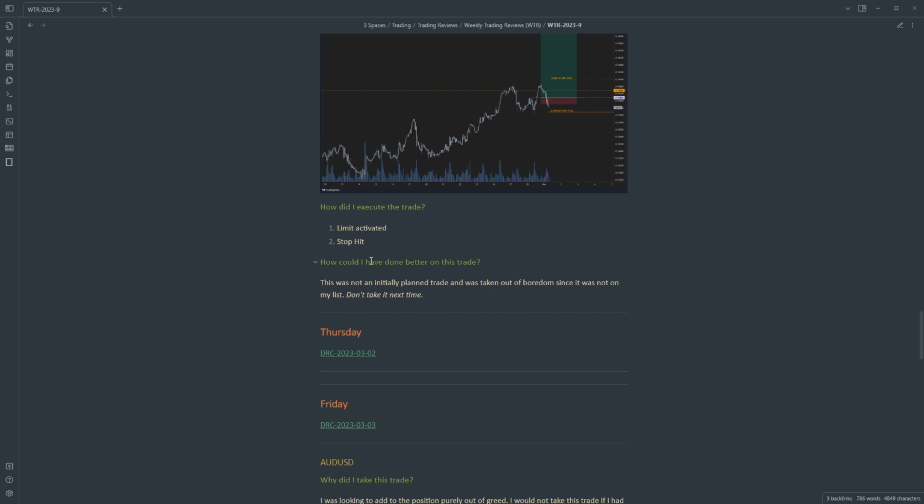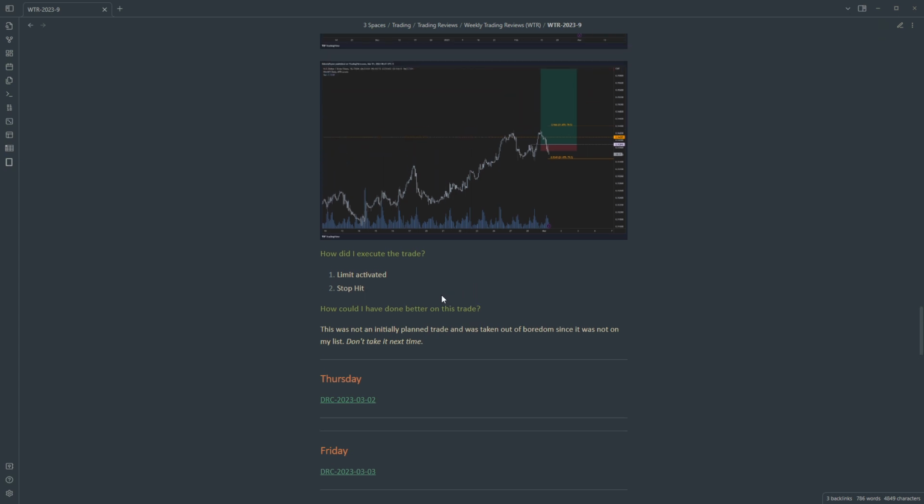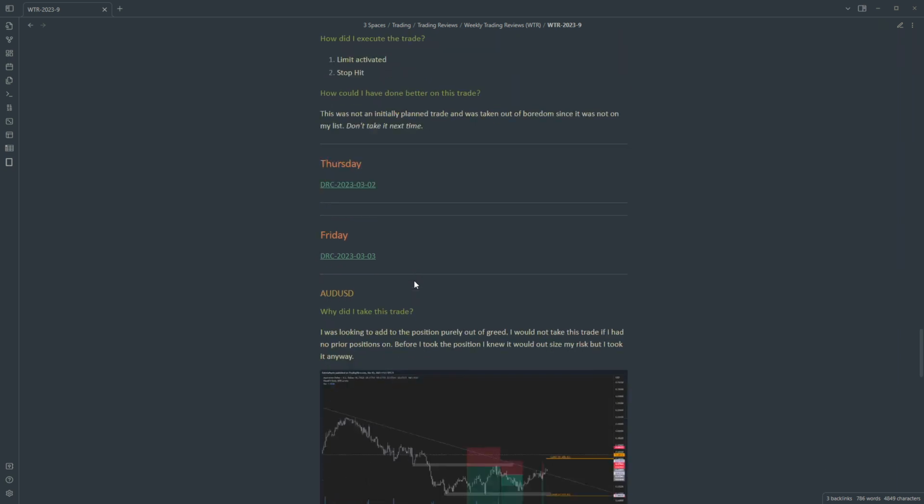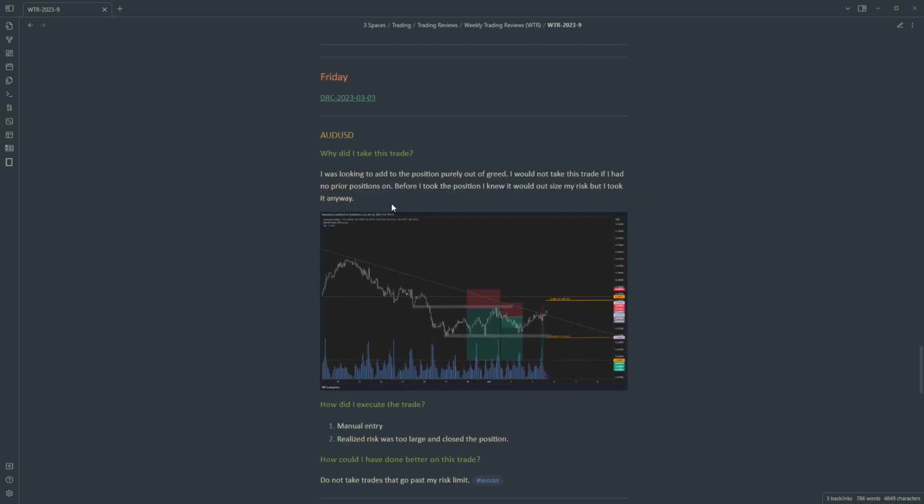Okay, let me activate the stop hit. How could I have done better? This was not an initially planned trade and was taken out of boredom since it was not on my list. Don't take it next time. I was pretty much in all the positions I was going to be in for the week pretty early on, so things got boring real quick for my trading. So I had to start diving into my trading plan and editing some other stuff. Decided to dig into some coding as well.